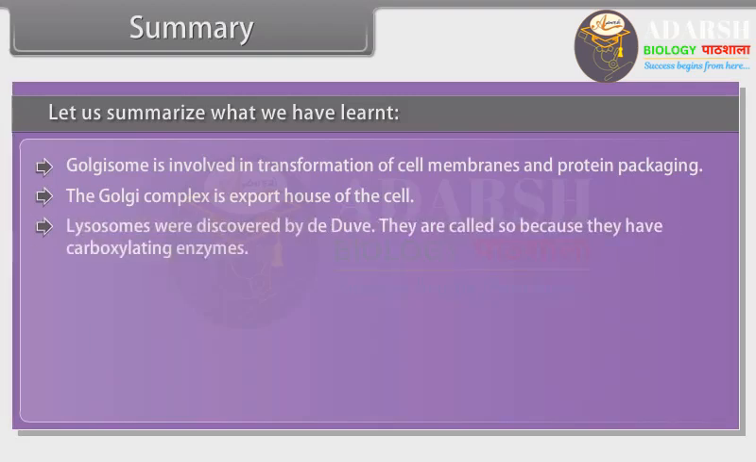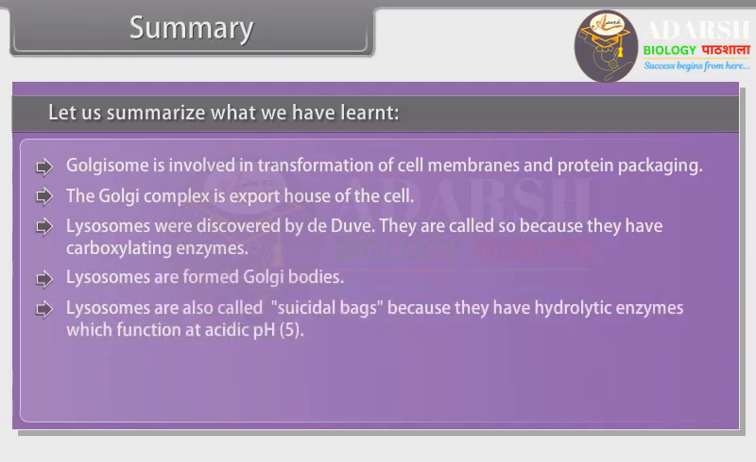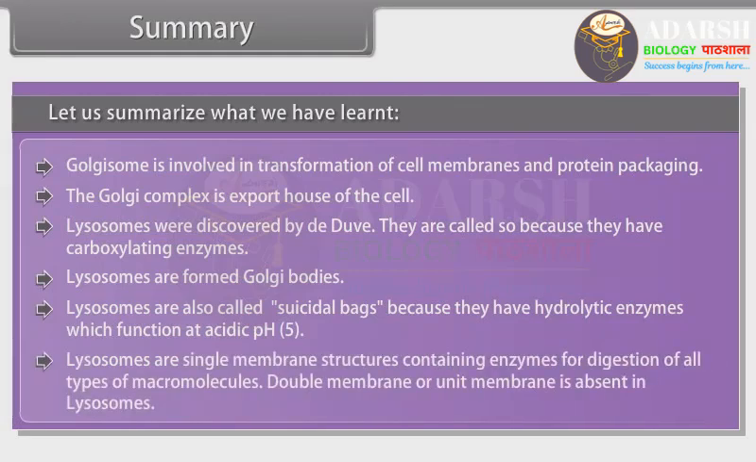Lysosomes were discovered by De Duve. They are called so because they have lytic enzymes. Lysosomes are formed by Golgi bodies. Lysosomes are also called suicidal bags because they have hydrolytic enzymes which function at acidic pH of about 5. Lysosomes are single membrane structures containing enzymes for digestion of all types of macromolecules. Double membrane is absent in lysosomes.